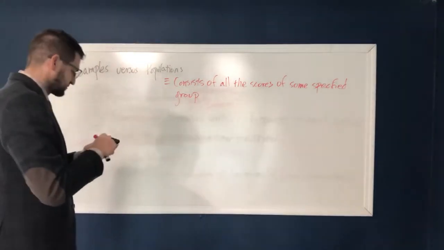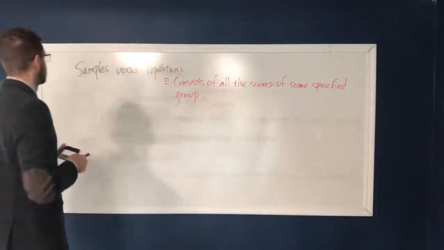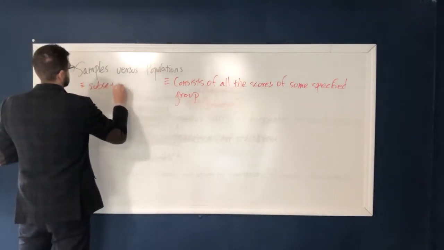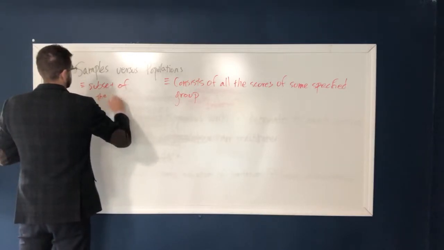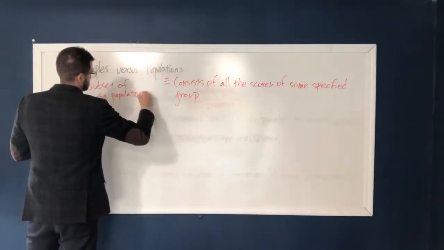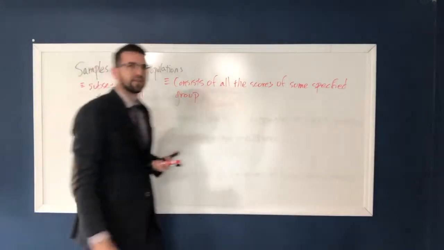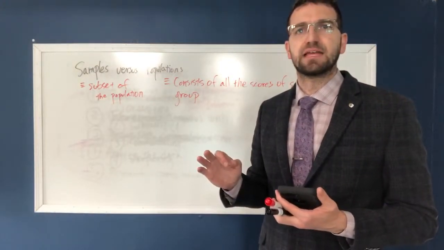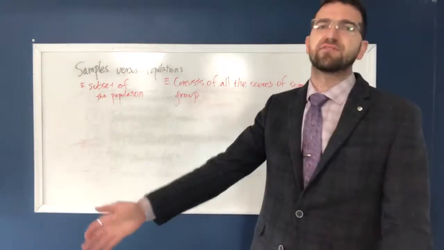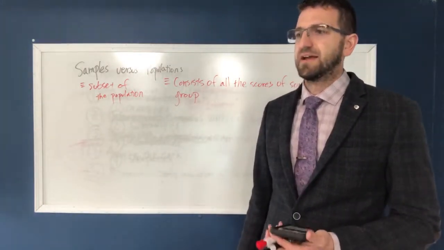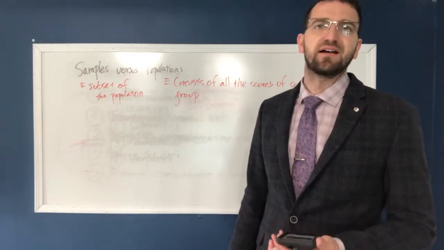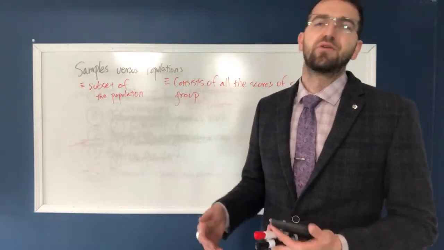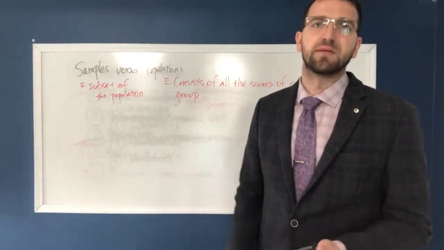So what researchers work with is samples. And all that a sample is, is a subset of the population. Okay? So it makes sense, right? You're never gonna have the whole population. But you might be able to collect data from 100 people within the United States or within California who have depression. So those 100 people would be a subset of the population.